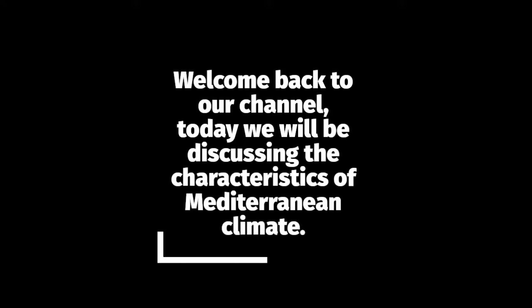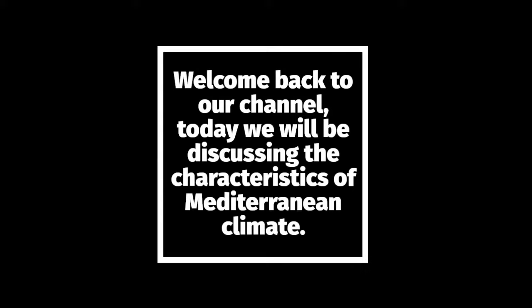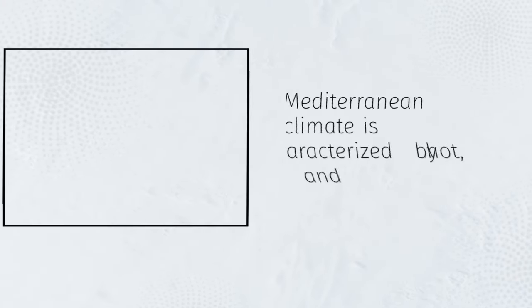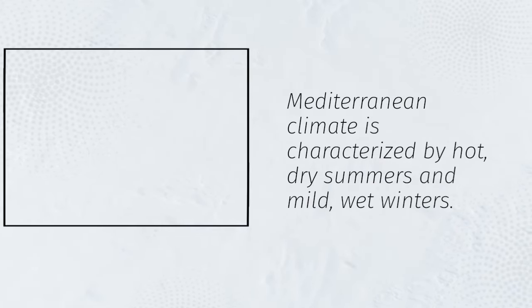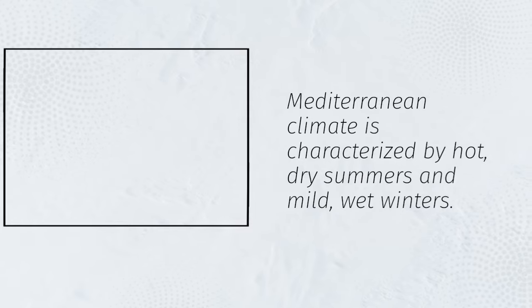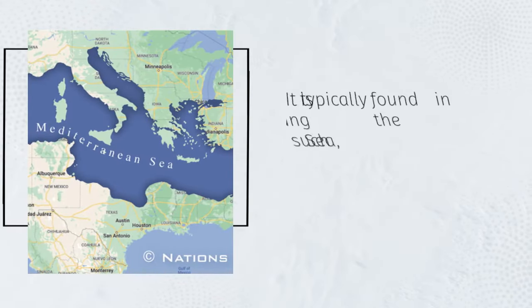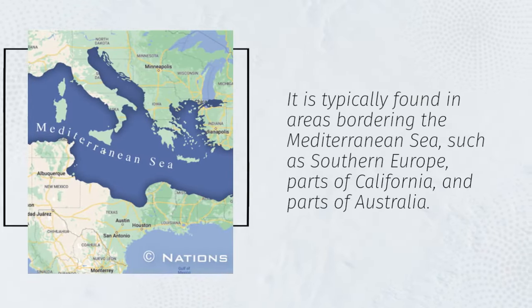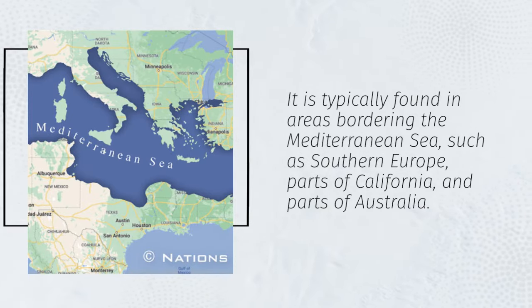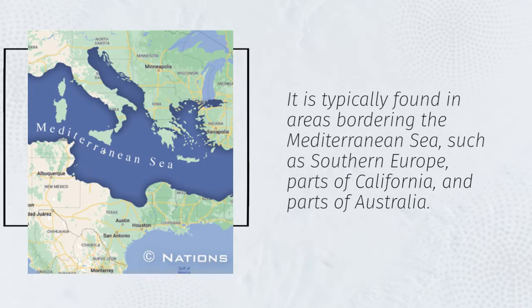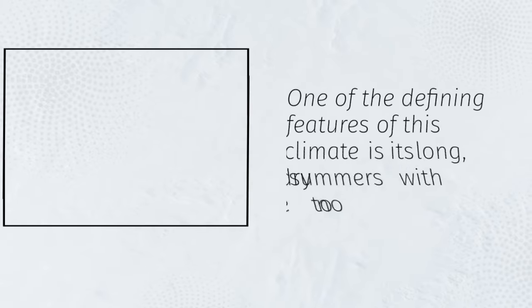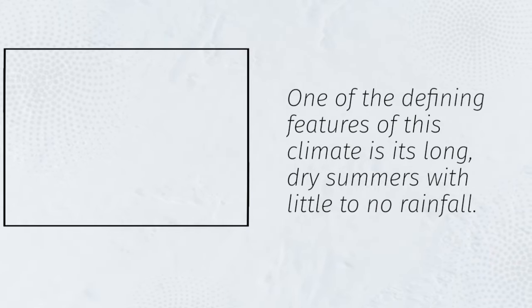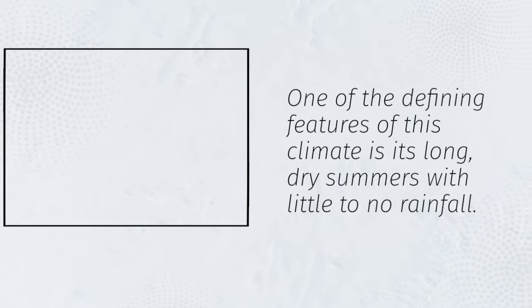Today we will be discussing the characteristics of Mediterranean climate. Mediterranean climate is characterized by hot, dry summers and mild, wet winters. It is typically found in areas bordering the Mediterranean Sea, such as southern Europe, parts of California, and parts of Australia. One of the defining features of this climate is its long, dry summers with little to no rainfall.